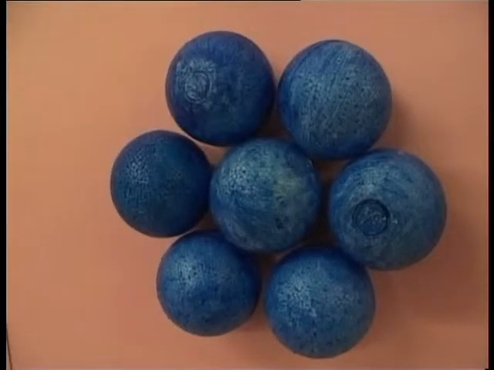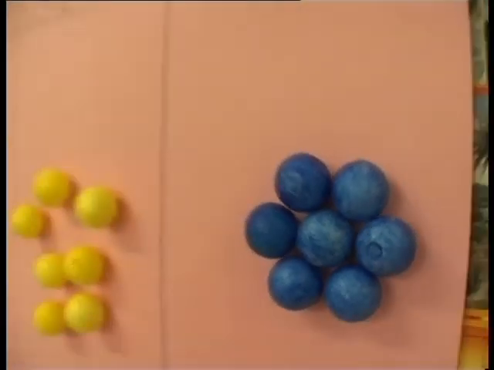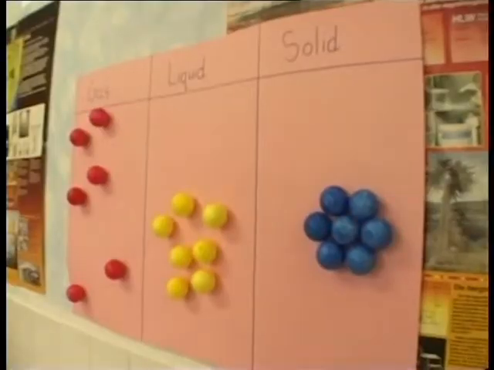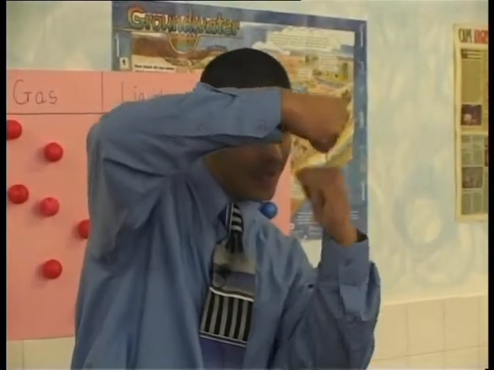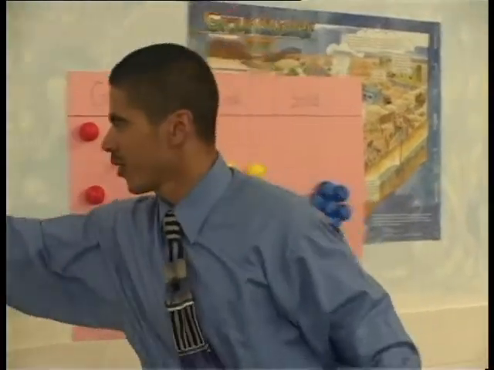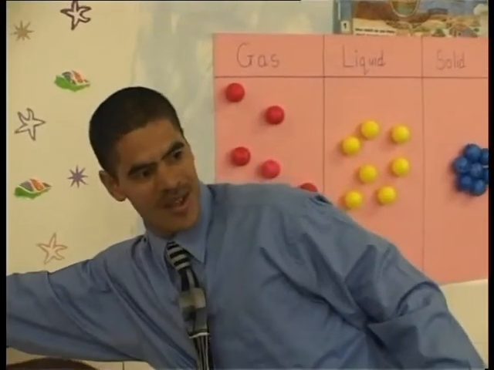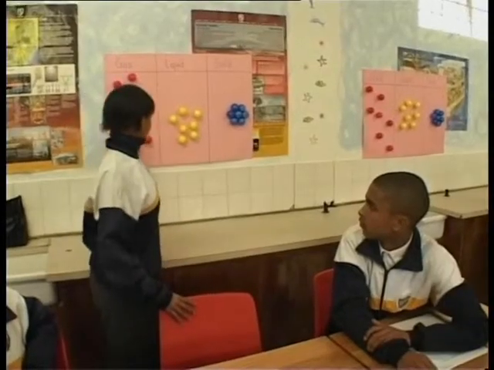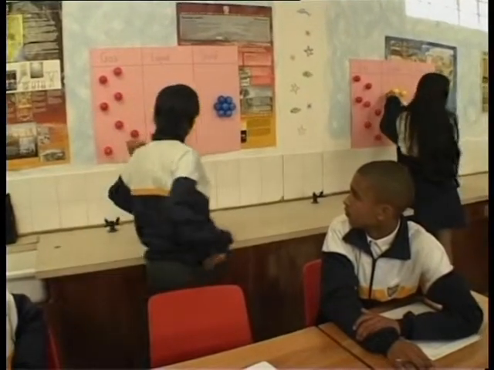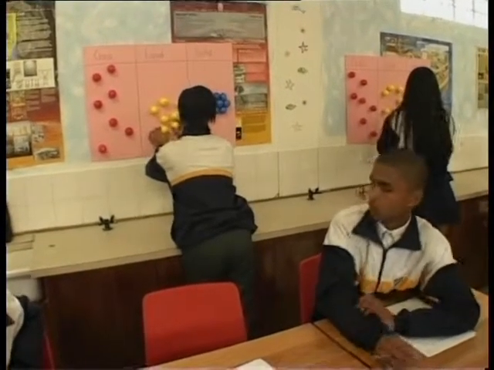In the case of the solid, there must be a pattern. And the pattern must be one at the bottom, one at the top. And it will not be here, it will be at the bottom. The learners go back to the charts and make the changes. This is the slow process of constructivism.